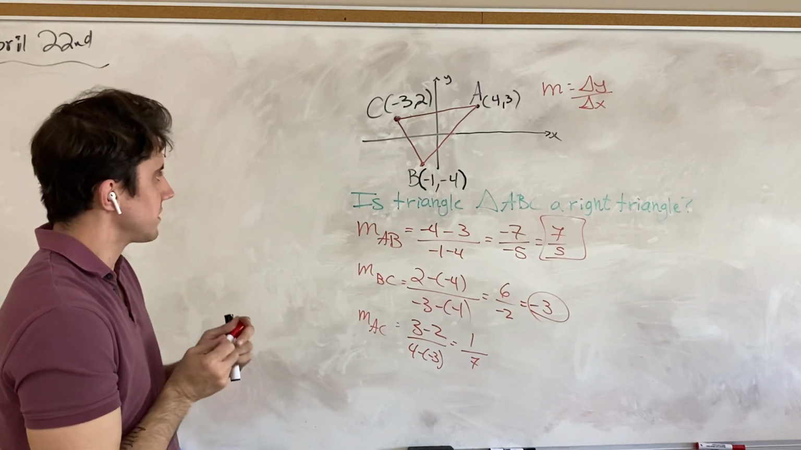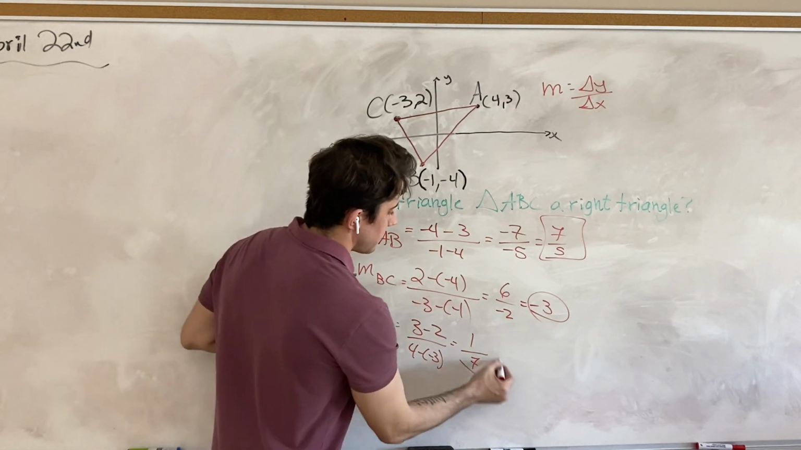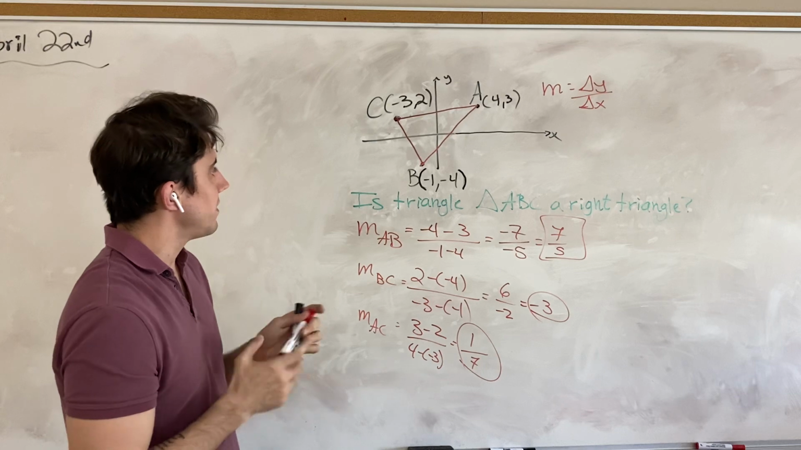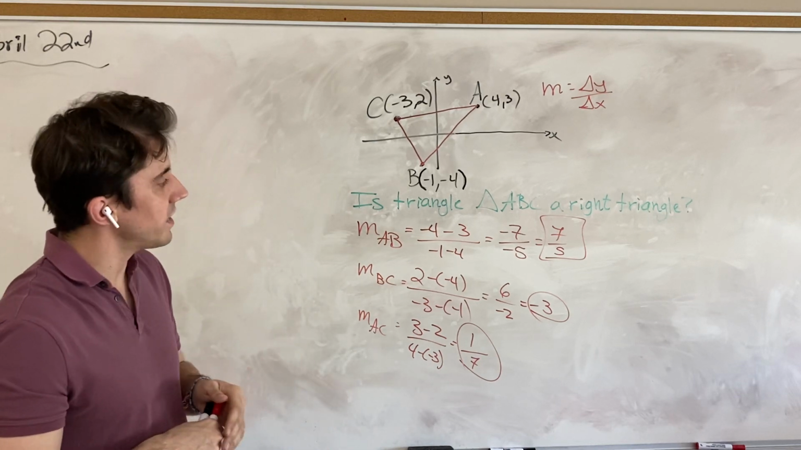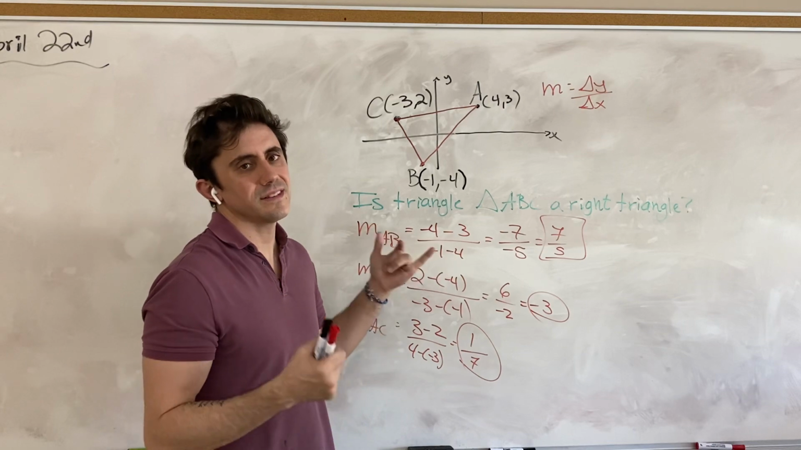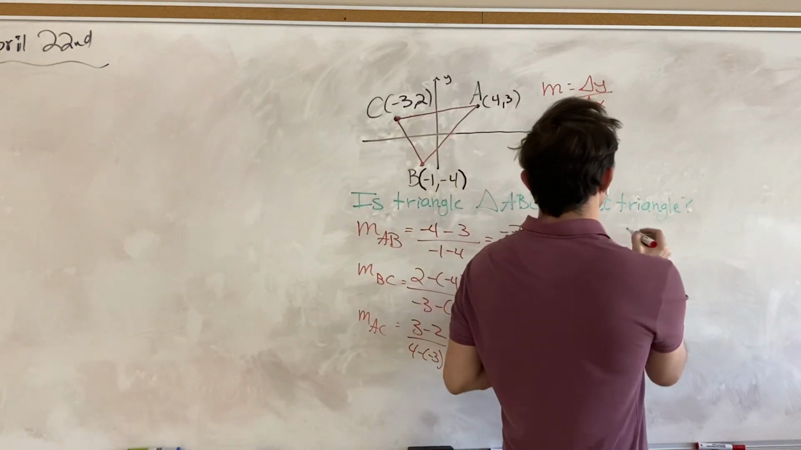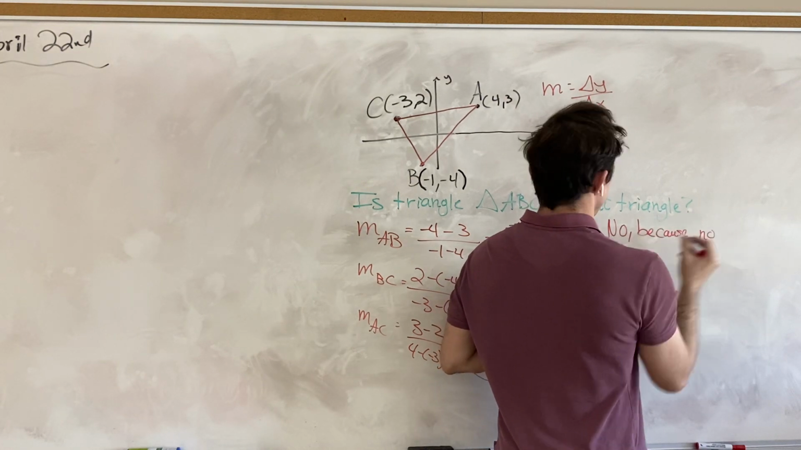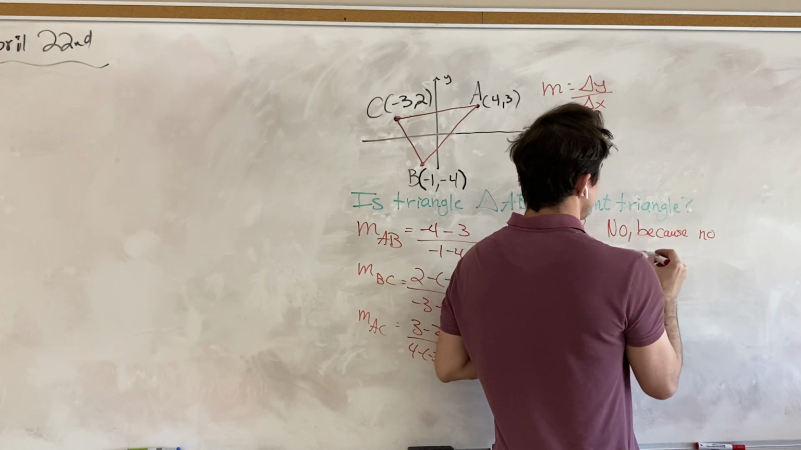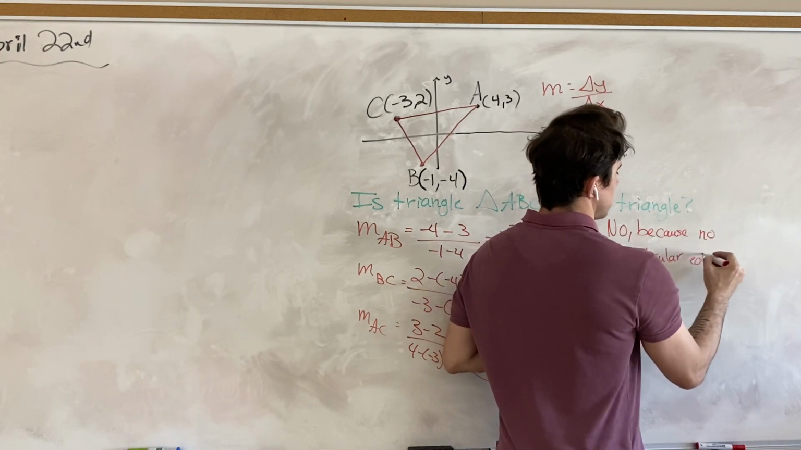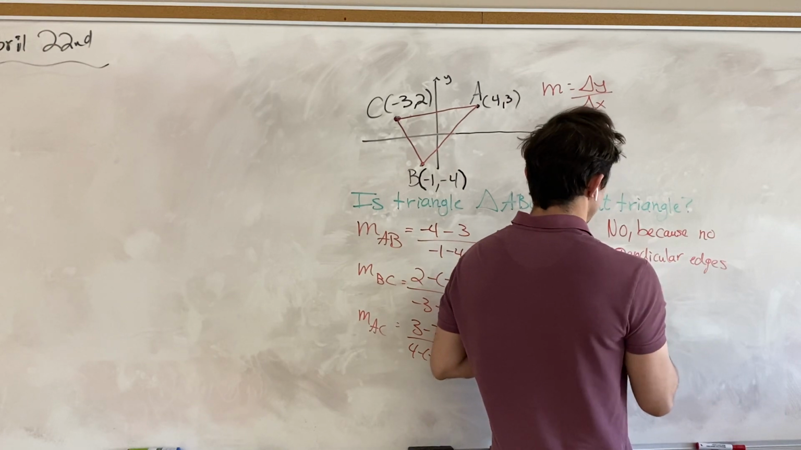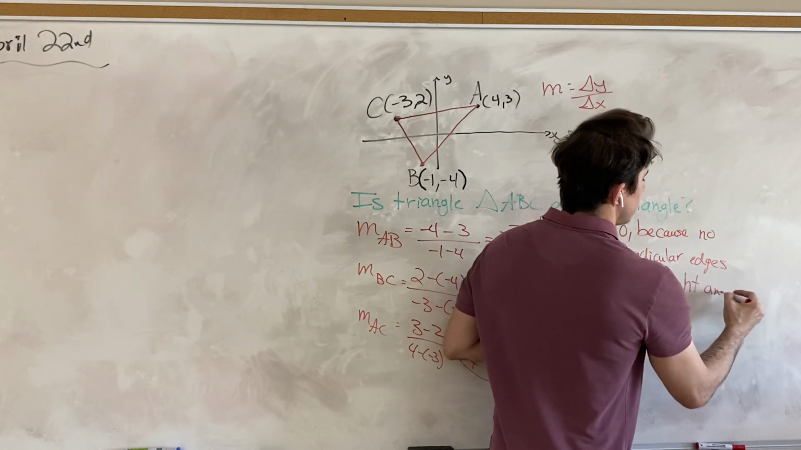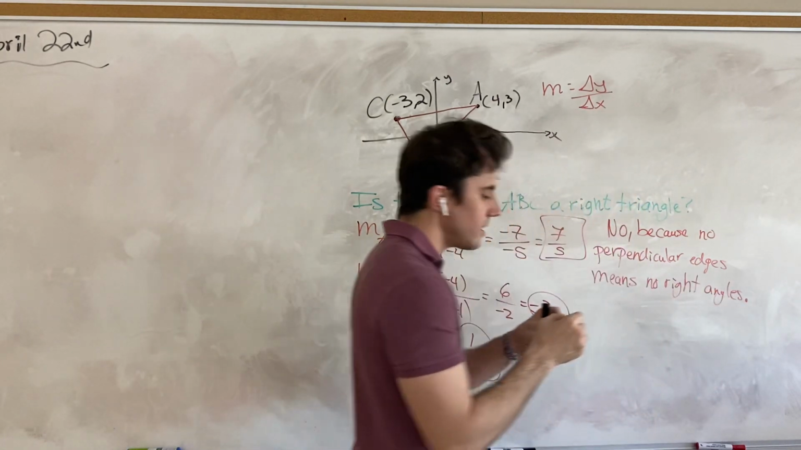And so we can clearly see here that none of these slopes are the negative reciprocal of one another. And so for that reason, we don't have any right angles, and so triangle ABC is not a right triangle. No perpendicular edges means no right angles. And there we have it, right?